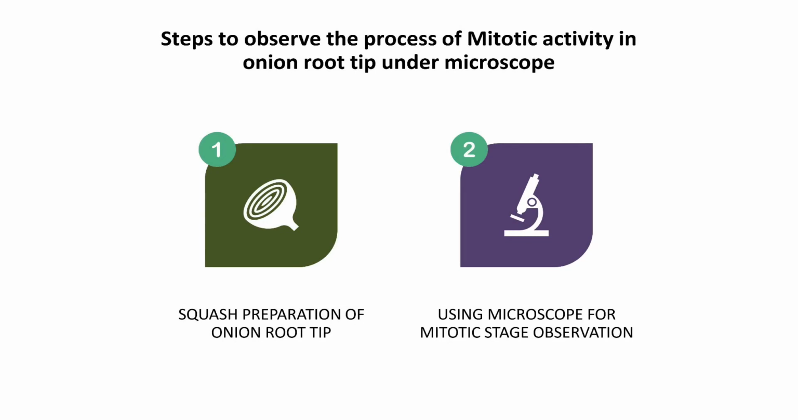In this session, first you will learn how to prepare a wet mount slide of onion root tip using the squash technique that is normally employed in cell study. In the real lab session, students will use prepared slides to observe mitotic stages under a microscope. In this online session, we will show you pictures of each stage instead.